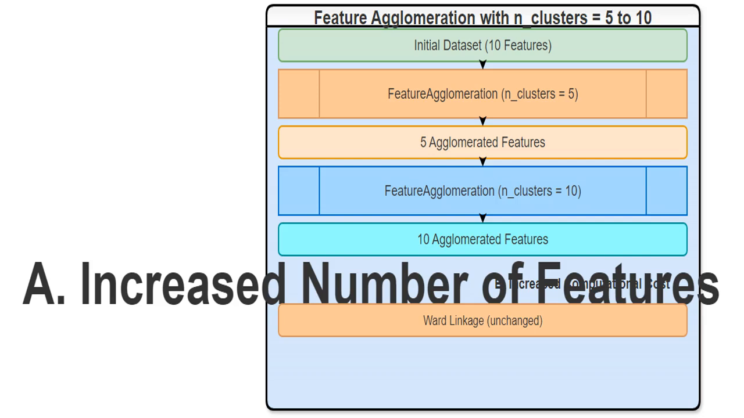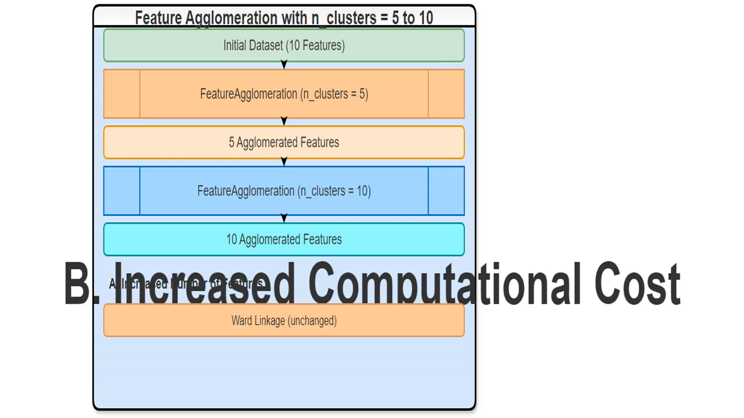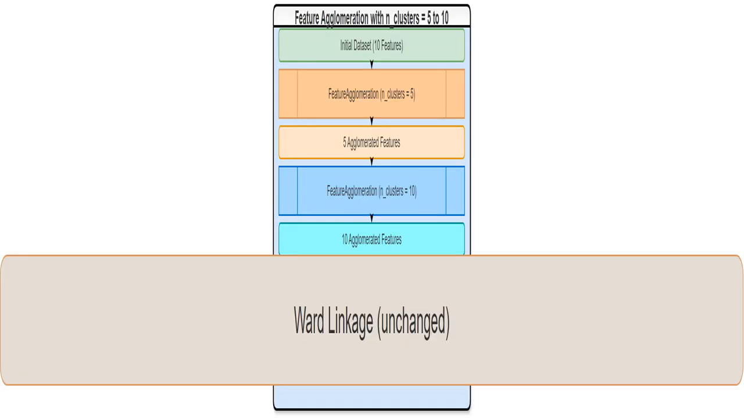It's a straightforward consequence. With more clusters, the computer has to do a lot more calculations to find the best way to group the features. It's like trying to sort more toys into more boxes. It takes longer. The way I group similar features, ward linkage, stays the same. Only the number of groups, clusters, changes. I'm not changing the method of clustering, only how many clusters I want.